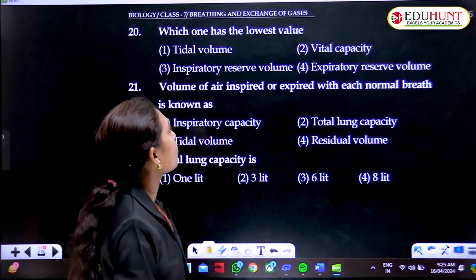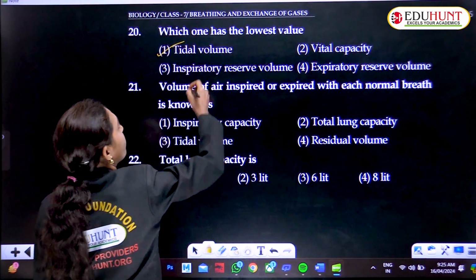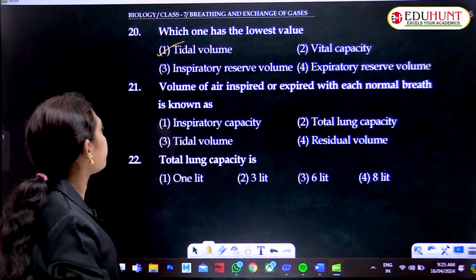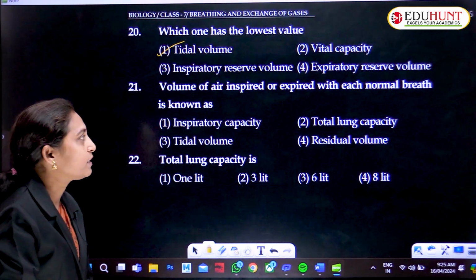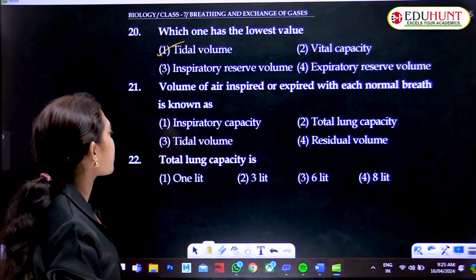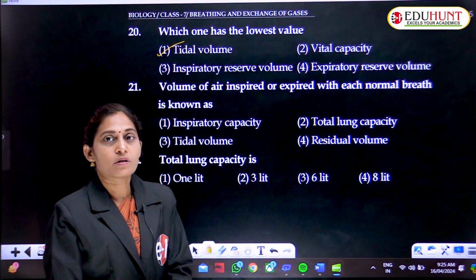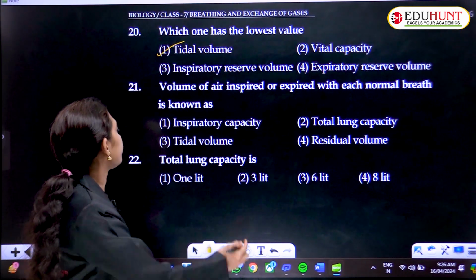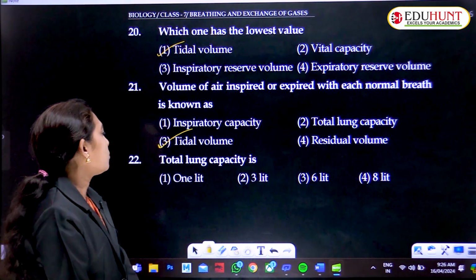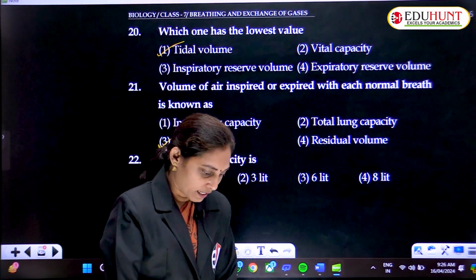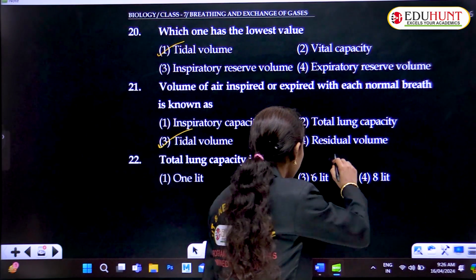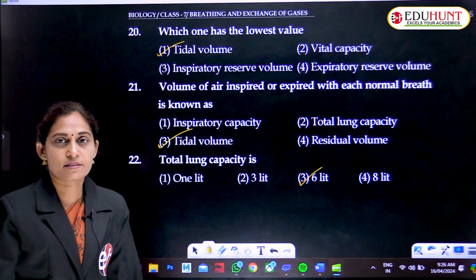Which one has the lowest volume? It is only half a liter. Volume of air inspired or expired with each normal breath is known as tidal volume. Total lung capacity is, the lung capacity is 6 liters. It is 6 liters.